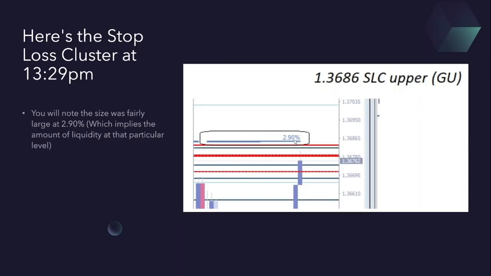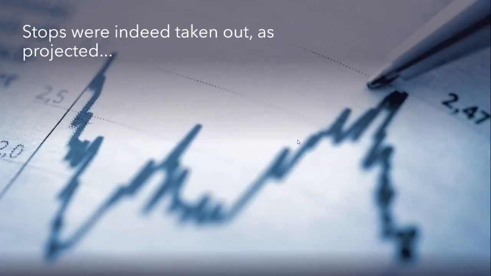So it looked like a likely candidate, which went out to Telegram: watch for this level, it looks like it's going to get probed. And it did indeed get probed, and that liquidity got taken.